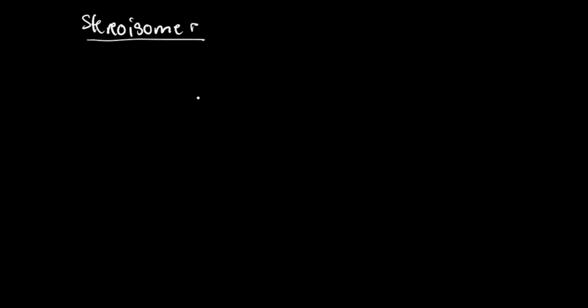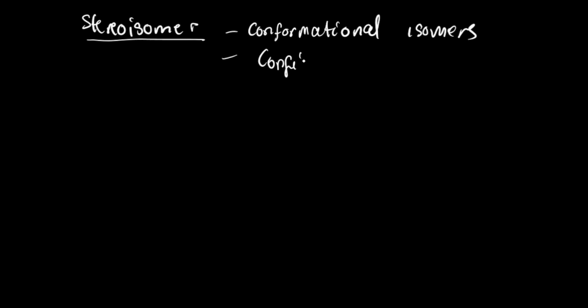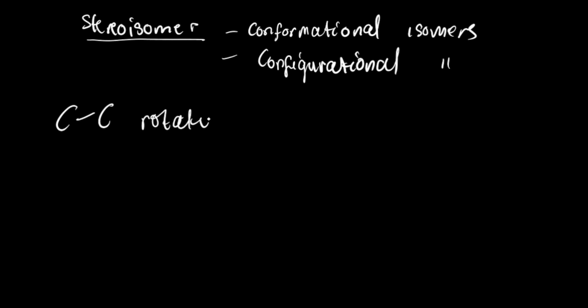Now, considering stereoisomers, there are two broad classifications of stereoisomers. We have the conformational isomers, and then we have the configurational isomers. Now, conformational isomers could arise as a result of carbon-carbon single bond rotation or amine inversion. For this video, we won't be focusing on these two types of isomers.